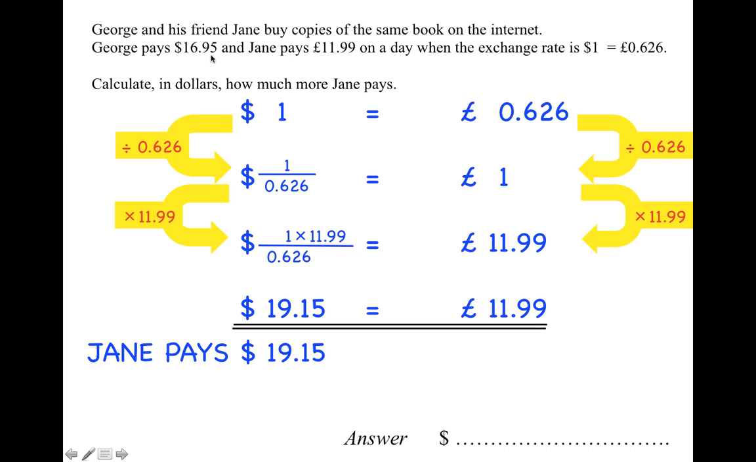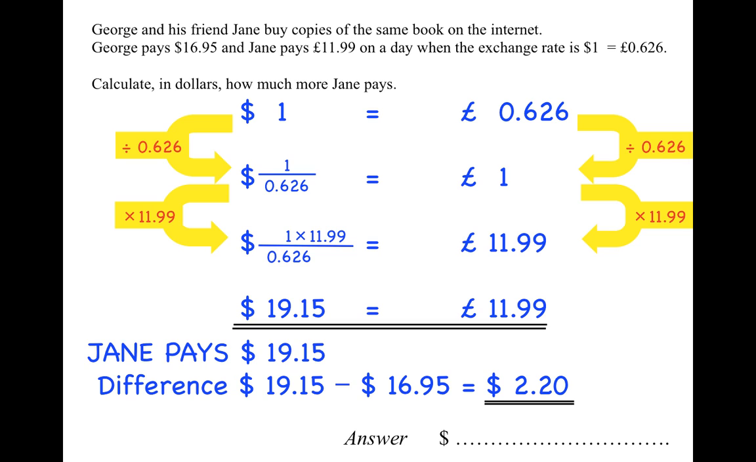And that's compared to George, who only paid the equivalent of $16.95. He actually paid $16.95 because he paid in dollars. So the difference is $19.15 minus $16.95 makes $2.20. So Jane paid more by $2.20.